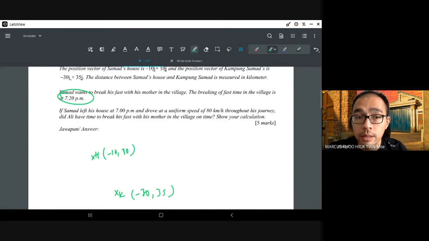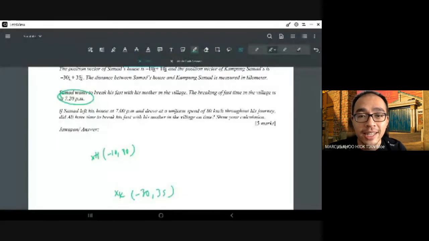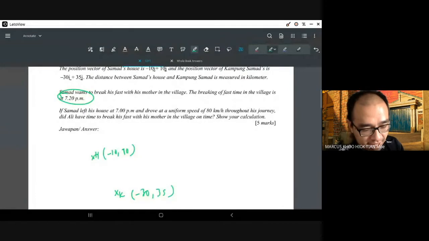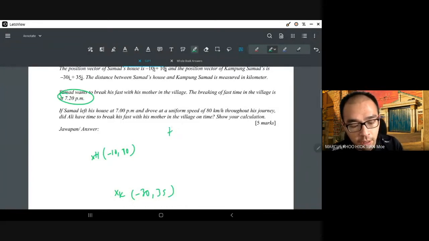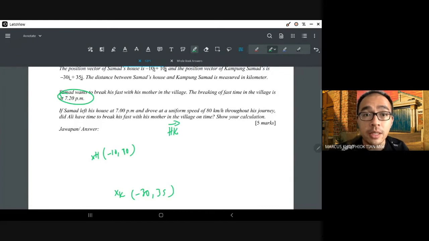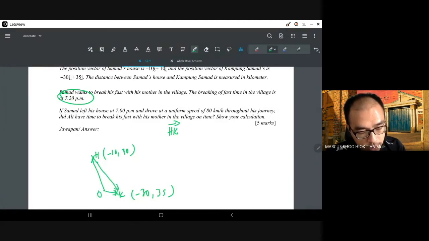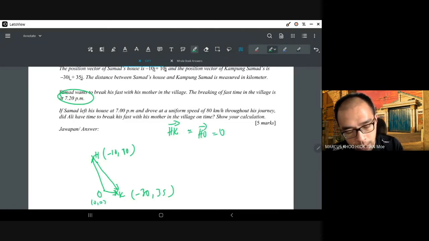Sorry, confusing lah sebab vector kena bagi sekali dia minta masak. Yeah, it's meant to be confusing lah. Habis soalan kebat kan. But if this was not a kebat question, they would have given you this one. And then after that they ask you to find the vector of H to K. Essentially that is the same thing lah. OH and OK. So HK is HO, O is 0, 0 lah, HO plus OK.